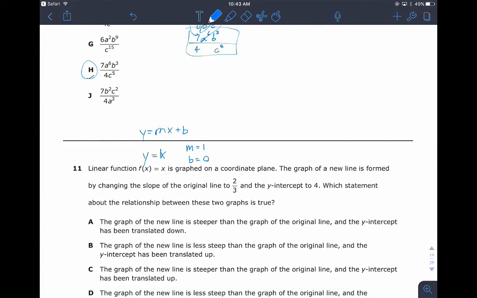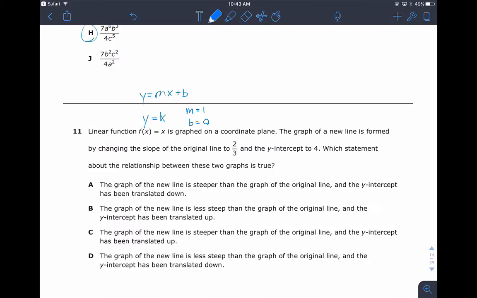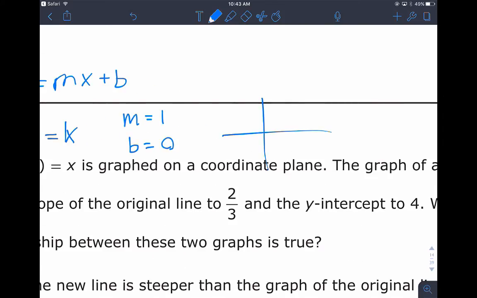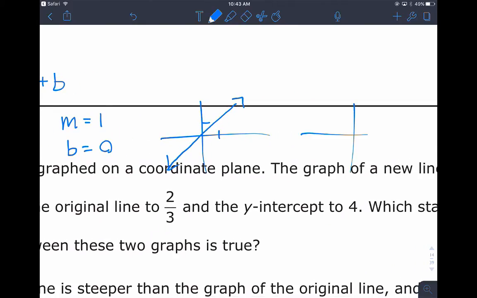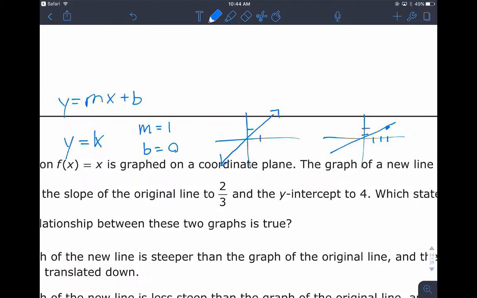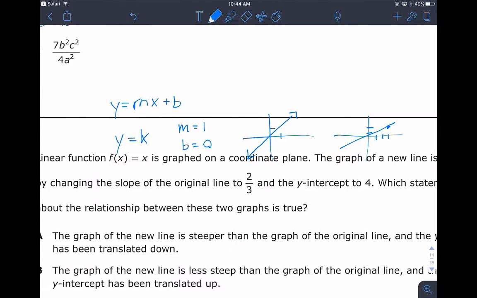So what do you got here? The graph of the new line is steeper than the graph of the original line. Well, let's look at our slopes. The slope of y = x is kind of like an up 1 over 1 type of graph. But now we're changing it to 2/3. So it's going to look a little bit different. It's going to go up 1, 2, and then over 1, 2, 3. Kind of like that. So it's a little bit less steep.